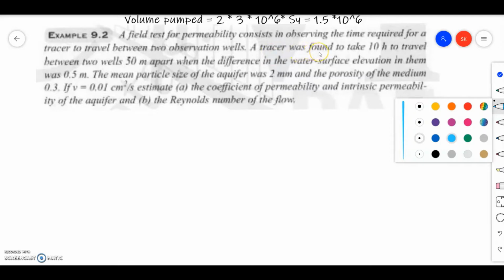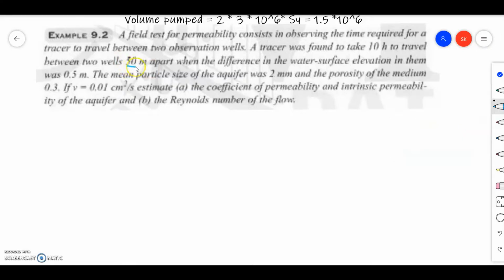A tracer was used through which the test has been done, and it was found through that tracer that 10 hours of time was taken to travel from one well to another well. The two wells have a distance of 50 meters. So this 50 meter is ds, the distance between two wells. Then 0.5 meter is the elevation difference, which we can mention as dh. So this is the hydraulic or elevation difference.